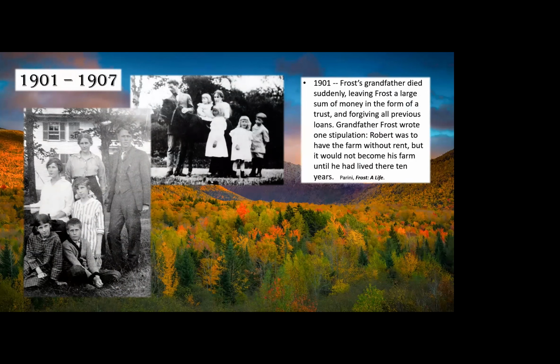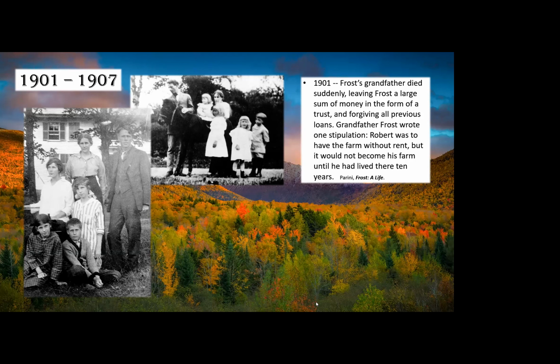In 1901, Frost's grandfather died suddenly, leaving Frost a large sum of money in the form of a trust and forgave all previous loans. What did that mean? Well, it meant that the 26-year-old Frost was now assured a certain minimum annual income. However, in his will, grandfather Frost wrote one stipulation. Robert was to have the farm without rent, but it would not become his farm until he had lived there 10 years.